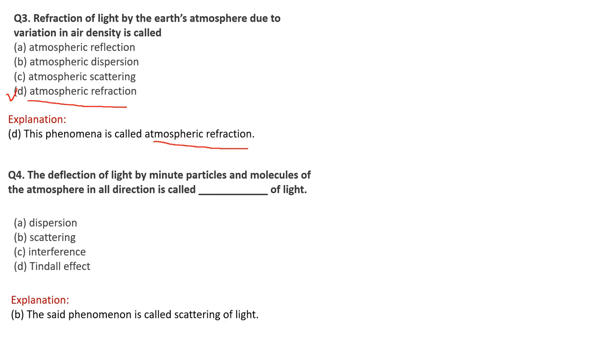The deflection of light by minute particles and molecules of the atmosphere in all directions is called dash of light. I will show you the diagram and you can then find out the answer. If I allow a light ray to pass through and strike a particle, what will happen? The light ray will get deflected in different directions, and by looking at the picture itself you can say this is nothing but the scattering of light, right? So the right answer is B. The said phenomenon is called the scattering of light.